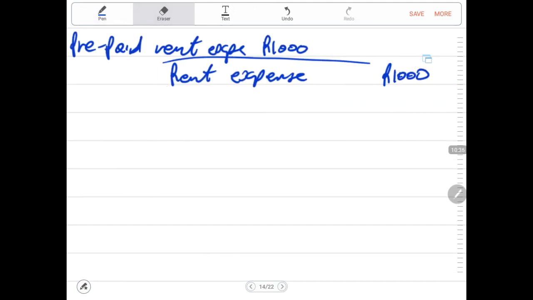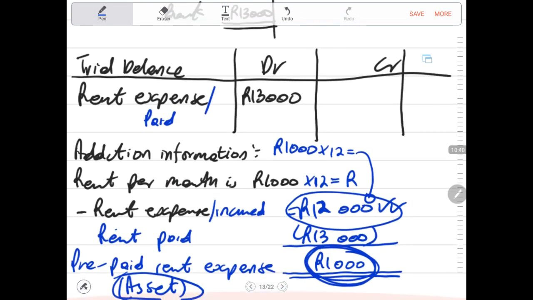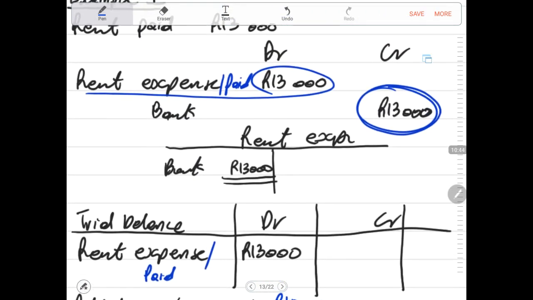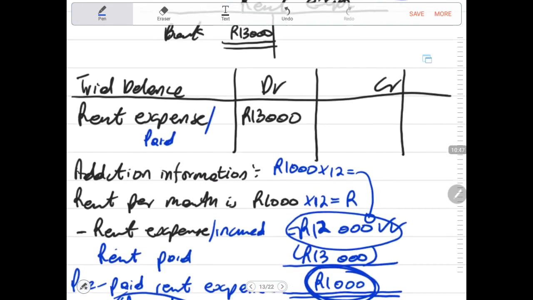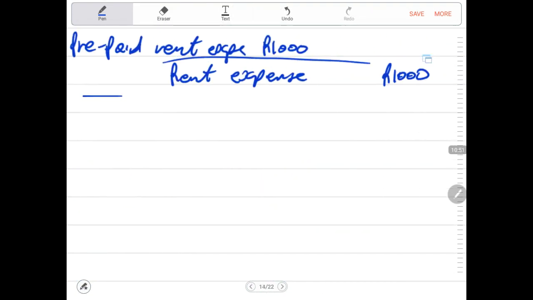Now, once again, we are recording this in the statement of profit or loss. I think I did have one line somewhere there. There was a line where we record in the statement of profit or loss. Okay, I erased that one. Now, when we record in the income statement, or the statement of comprehensive income, we are going to have a line item that says rent expense.